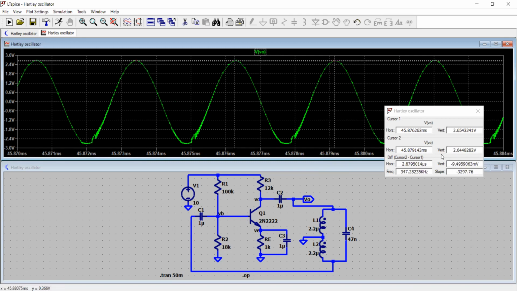From that, you can see now these two cursors give a frequency of about 340 kilohertz, 347. So theoretically, I said I am calculating 380 kilohertz or so. So 340 kilohertz is closely approximating that. So this is how you can actually see that.